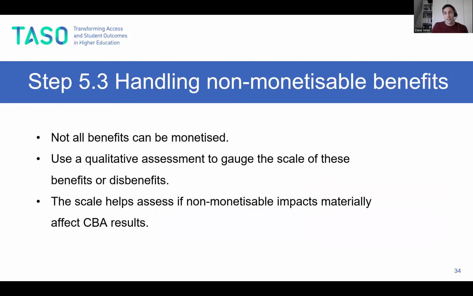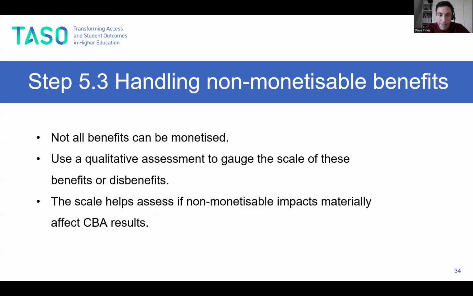So thirdly, it may be the case that we've measured some outcomes and benefits of the program, but actually none of those monetization approaches are feasible here. And it may be that they're not feasible because there isn't a reliable approach that can be used, or it may be that they're not feasible because using that approach would require additional data collection that's beyond the budget that you've got for the evaluation.